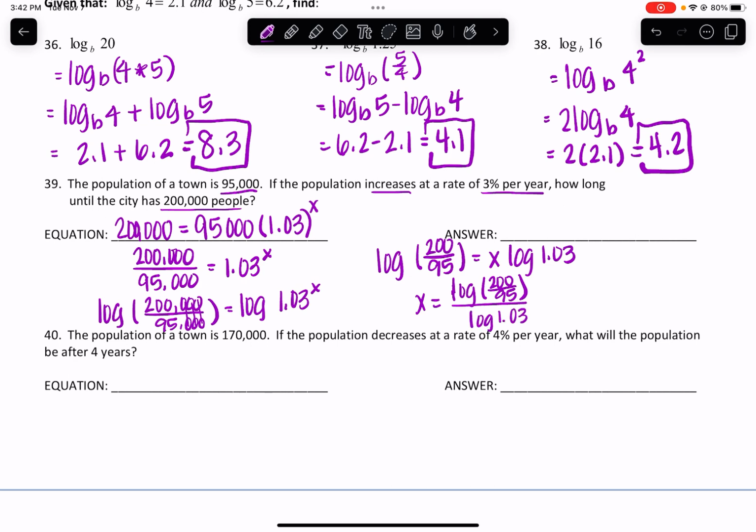So it's like the change of base formula. And then I'm going to put it in my calculator. And I get 25.185 years. So it's going to take that long for it to grow.